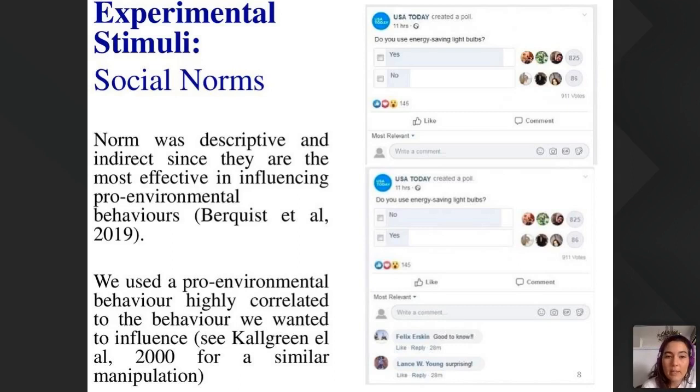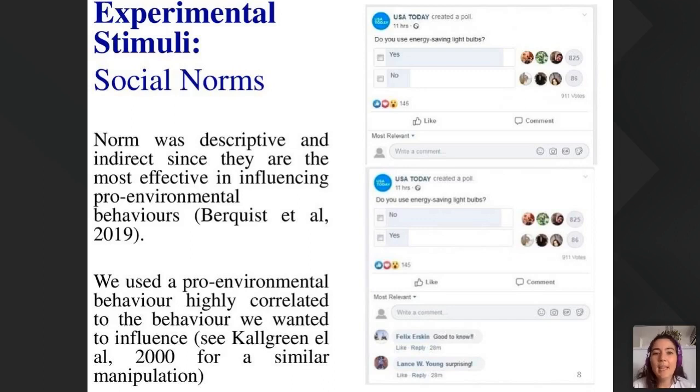So the norm we introduced was descriptive and indirect, since they have been proved the most influential in pro-environmental behaviors. Descriptive refers to communicating how many people, or what proportion of people, engage in a behavior. And indirect refers to the fact that we wanted to influence behavior, but with a correlated pro-environmental behavior. We were not going to use exactly the behavior we wanted to influence, but a correlated one. So before the experiment, we asked participants to rate the relatedness between various pro-environmental behaviors, and we found the most correlated to buying electronic devices that consume less energy was using energy-saving light bulbs. So with this behavior, we constructed the norm.